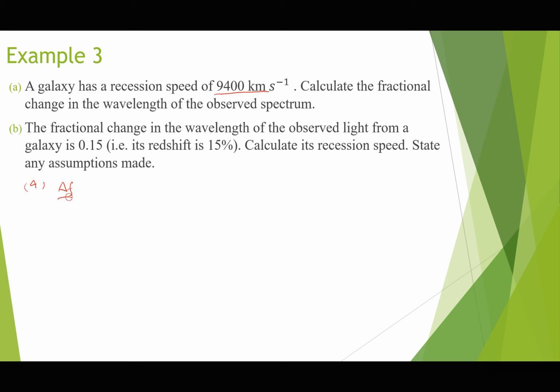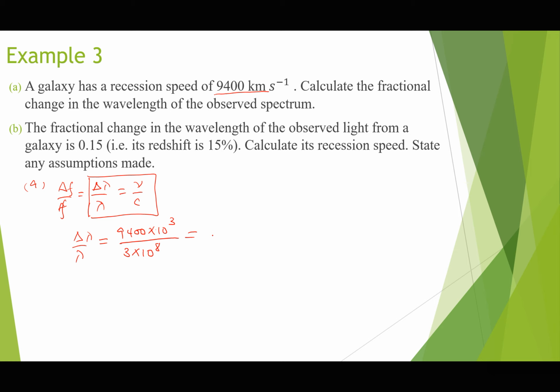We know that delta f over f is equal to delta wavelength, the change in wavelength over the known wavelength in the laboratory, which is equal to v divided by c. So I'll take this part here. I want the fractional change. That is the fraction I'm looking for. And it's going to be v, which is 9,400. It's kilometers, so I'll say times 10 to the power of 3, to change it to meters per second, then divide by the speed c of light, which is 3 times 10 to the power of 8. So this is going to be the fractional change.